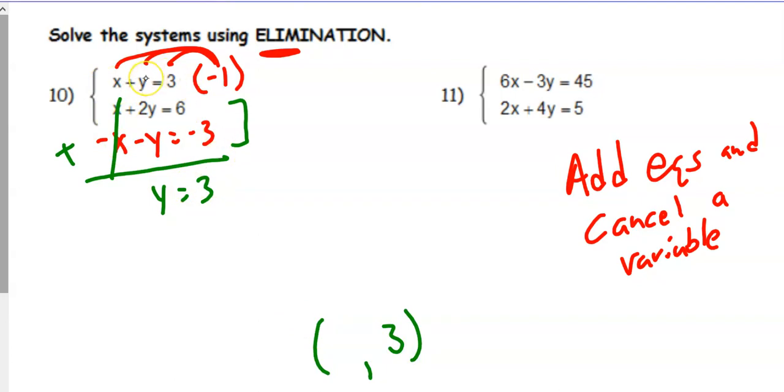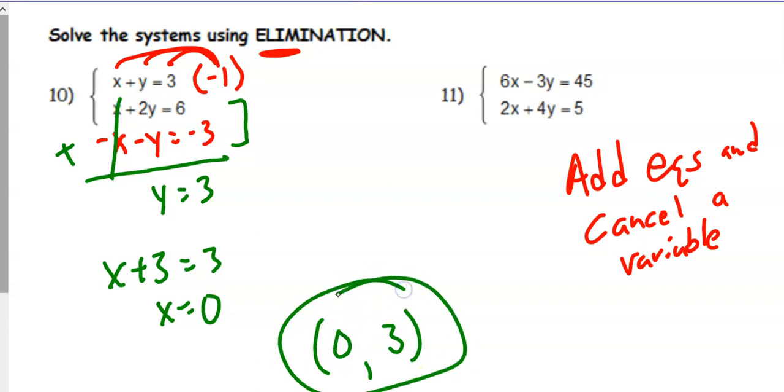Then I can plug it, but now I'm kind of using substitution. Plug 3 back into one of those equations. I'm just choosing to plug it into the top one. Oops, I should not have that y there. I apologize for that. So that takes the place of the y. Subtract over. So x is 0.